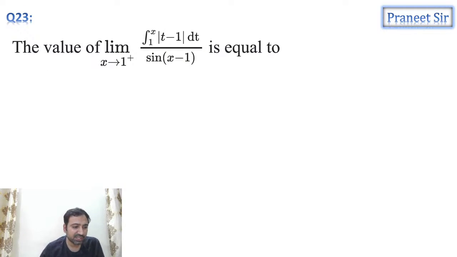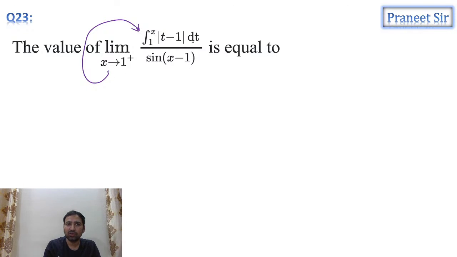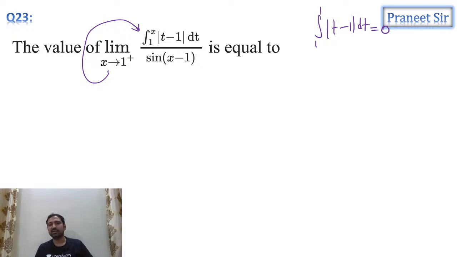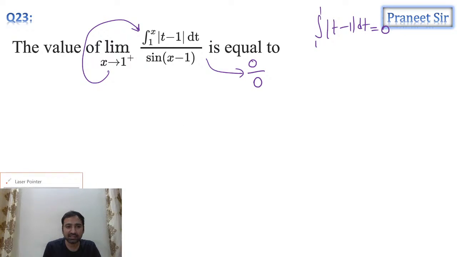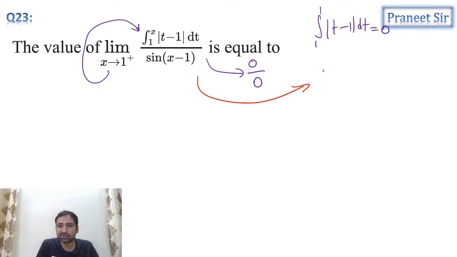So when you substitute the limit, x tending to 1, if you substitute x equals to 1 here, the lower limit and upper limit are the same, guys. Integral 1 to 1 mod t minus 1. If the lower limit and upper limit are the same, then the definite integration becomes 0. And what about the denominator, guys? Denominator also 0. Sin 1 minus 1, 0. So are we getting 0 by 0? As it is coming like 0 by 0, can we apply L'Hospital rule, guys? Let's apply L'Hospital rule here.